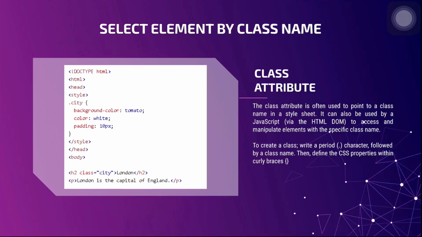So the class attribute is often used to point to a class name in a style sheet. It can also be used by JavaScript via the HTML DOM to access and manipulate elements with a specific class name. To create a class, write a period character followed by a class name, then define the CSS properties within curly braces. Mura ra gyapon siya og ID, ang difference lang is ang class pwede daghan element and same og class name. Unlike IDs nga every element has to have their own unique IDs.